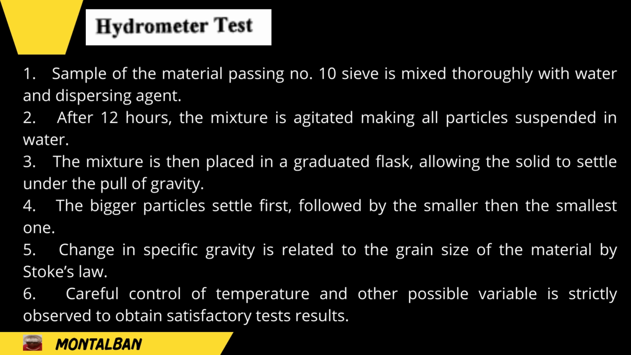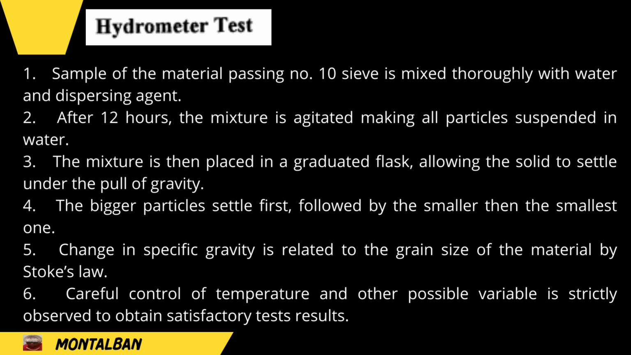First, a sample of the material passing number 10 sieve is mixed thoroughly with water and a dispersing agent that dissipates any electrolytic bonds in the sample that might cause flocculation and accelerate settlement. Second, after 12 hours, the mixture is agitated, making all particles suspended in water. Third, the mixture is then placed in a graduated flask, allowing the solid to settle under the pull of gravity.